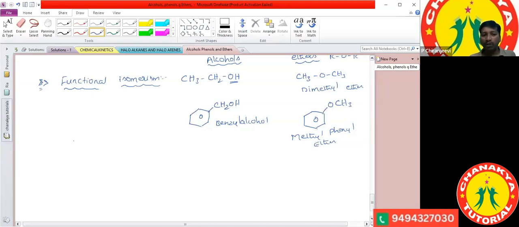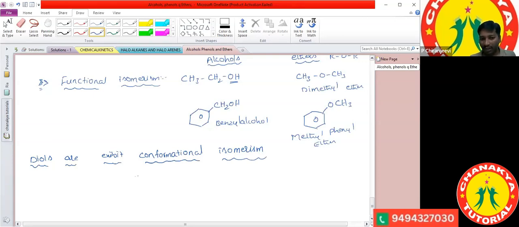Again, alcohols also exhibit conformational isomerism. Diols exhibit conformational isomerism. So what is the best example here? Ethylene glycol. What is the molecular formula of ethylene glycol? CH2-OH, CH2-OH.